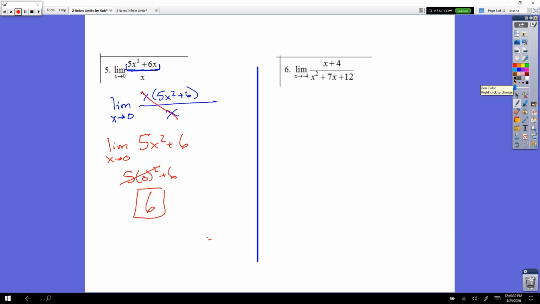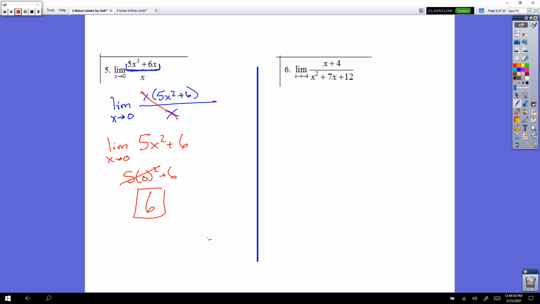Now, looking at number 6, I know it's a little bit more complicated to see if the denominator is 0 here. If you want to just assume the denominators are going to be 0 and factor always, that's not a bad idea. Worst case scenario, you factor the denominator, nothing cancels, and it doesn't equal 0, so you're fine.